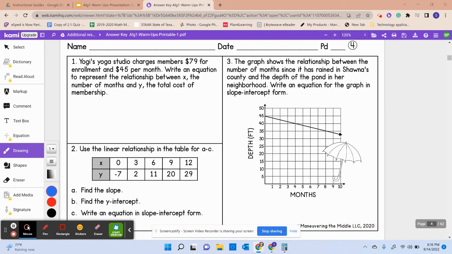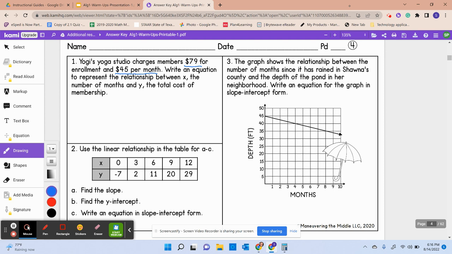All right. So for warm up number 4, the first thing we have to do on number 1 is annotate. Yogi's Yoga Studio charges members $79 for enrollment and $45 per month after that. They want us to write an equation to represent the relationship between the number of months and the total cost.